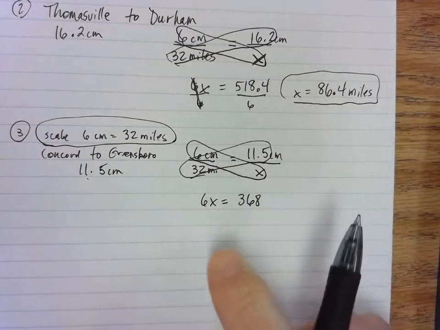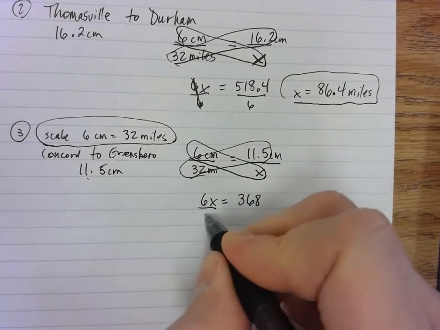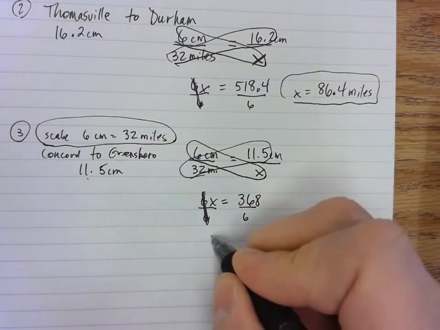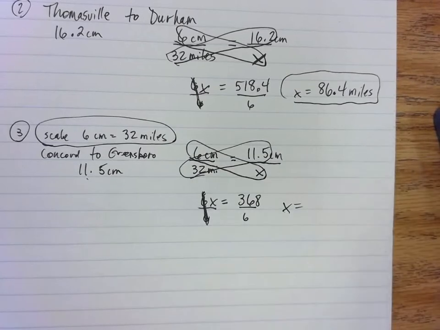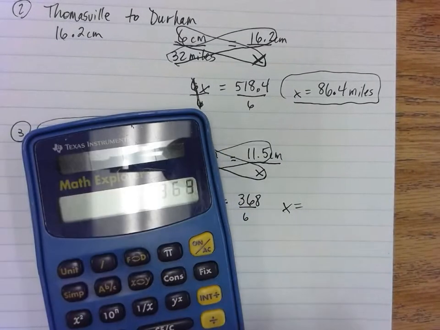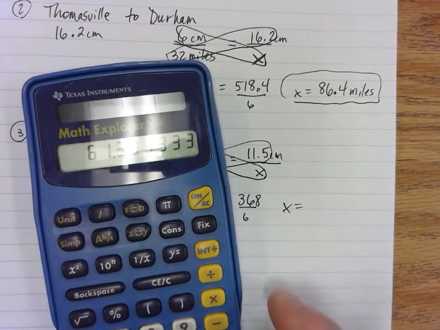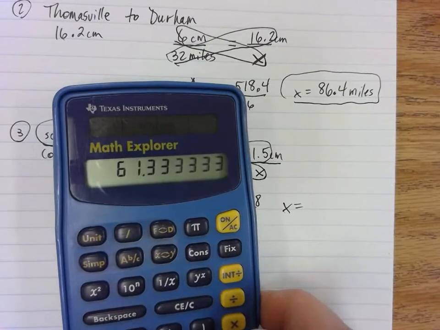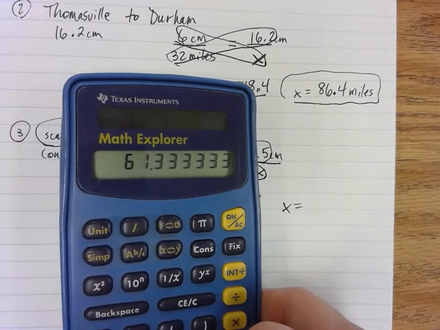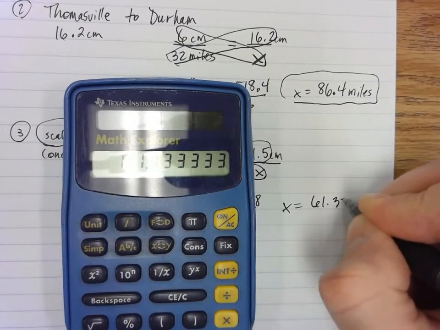Now I've got my little one-step equation set up. I got 6x equals 368, so I just got to divide by 6 on both sides. Of course, 6 divided by 6 is 1. They cancel out. And so let's see how many miles it is actually between Concord and Greensboro. 368 divided by 6. All right, it's got a lot of glare on it. So 61.33 to the hundredths place, 61.33 miles.